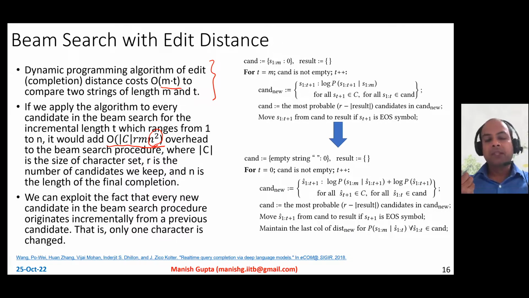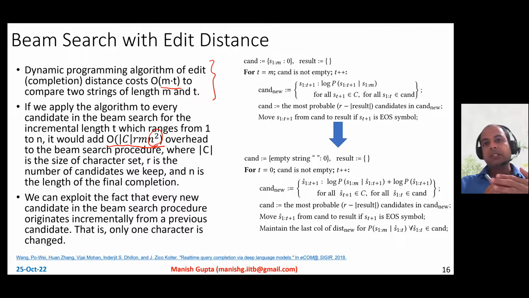The observation is that edit distance computation is based on a dynamic programming algorithm, which computes the edit distance one character at a time. If you have looked at the dynamic programming algorithm for edit distance, you know that you compute the edit distance for a larger string based on the edit distance of a slightly smaller string. And same thing goes for beam search. It also grows one character at a time.